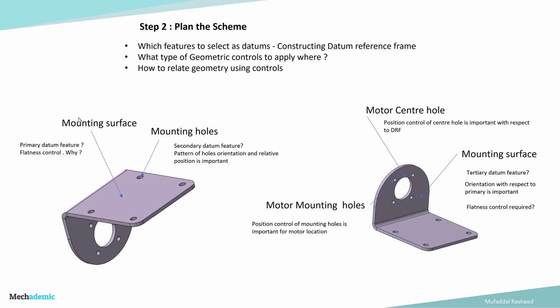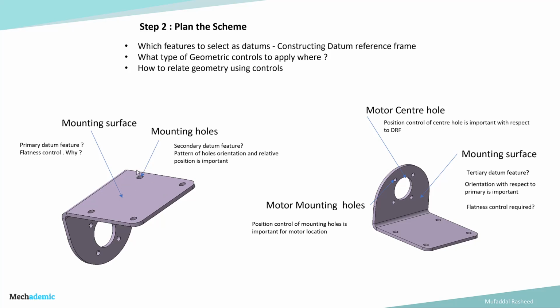So when we look at the various features, one of the most important features is the mounting surface, that is, the base surface on which the bracket is being seated. That looks to be a primary datum feature, which we can select as the primary datum feature, and it should be controlled in terms of its flatness, because the flatness of this surface is important for the orientation and location of the motor as a whole. So we need to apply a flatness control over here, and we need to keep this as the primary datum feature because this is the resting surface.